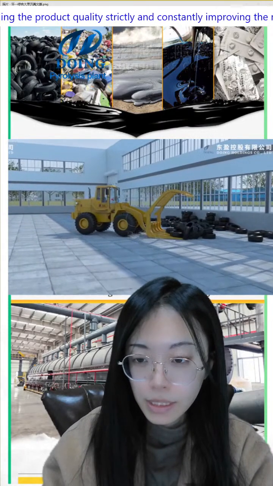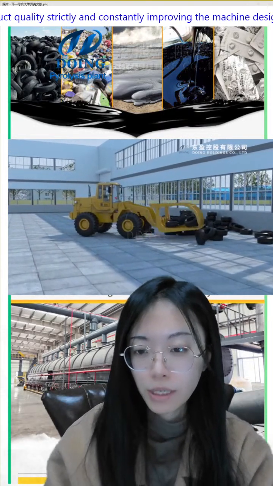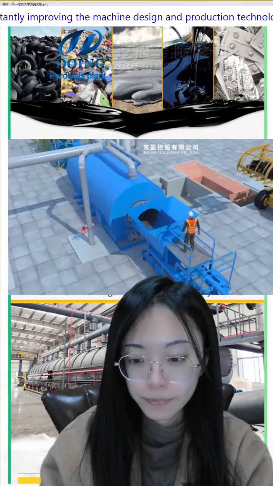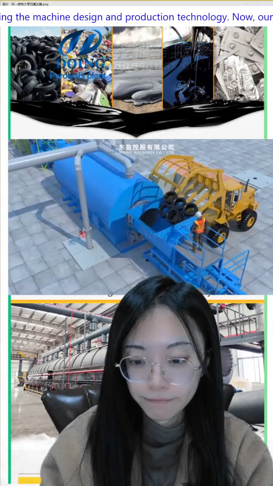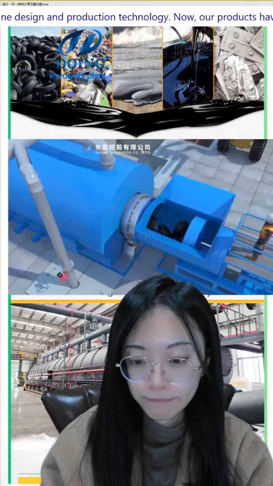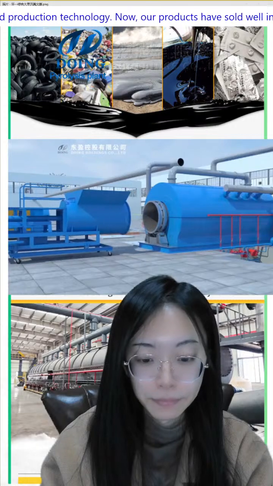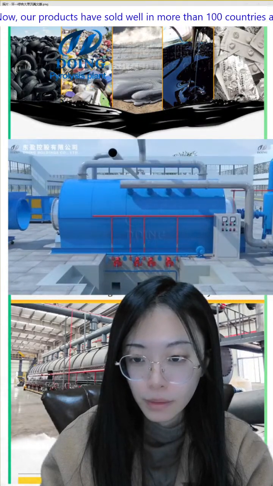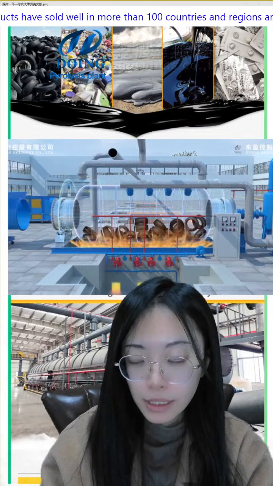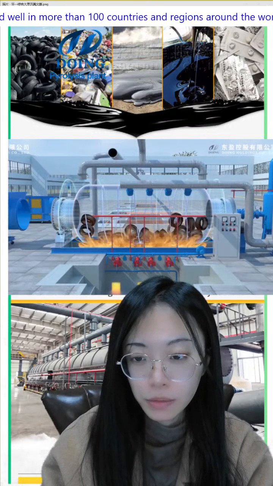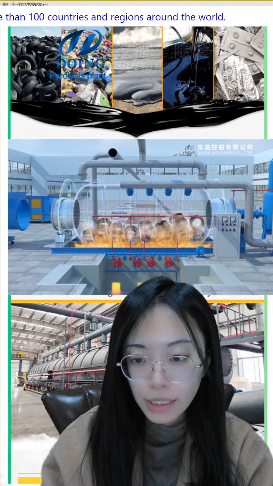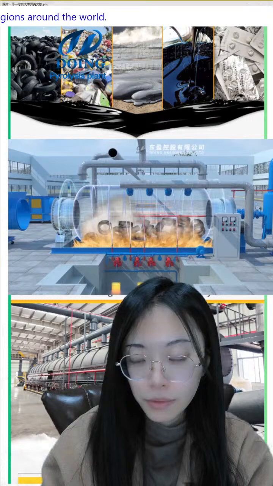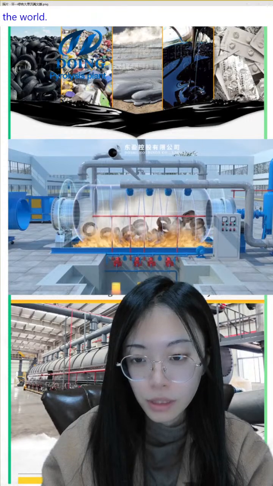This is a feeding system to feed the raw material into the reactor. We need 2 workers here. And this is the pyrolysis system to burn the raw material at 280 to 320 degrees. This is the best temperature range to get the fuel oil.